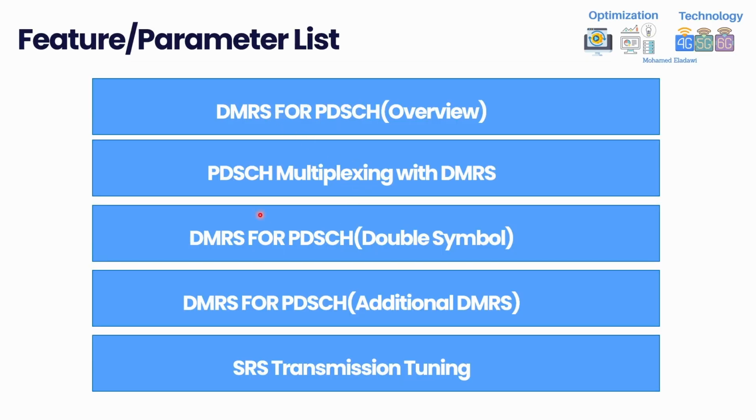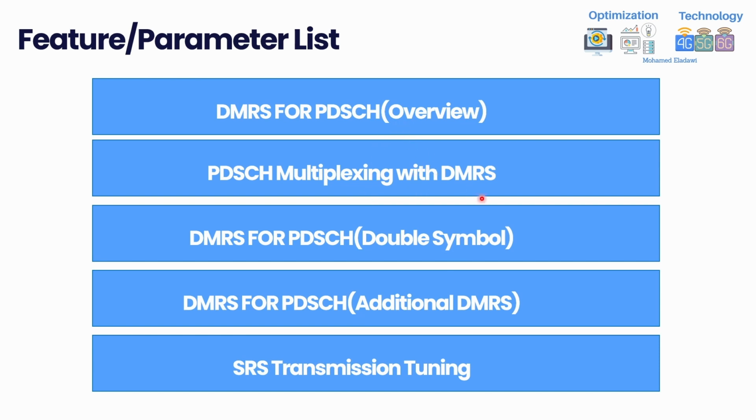So this will be today's main agenda. First, I will be covering three main parameters and features related to DMRS or PDSCH. First one is multiplexing the PDSCH channel with PDSCH DMRS. Then we'll be discussing the double symbol and additional symbols for the PDSCH DMRS. And lastly, we will end with the SRS transmission methods.